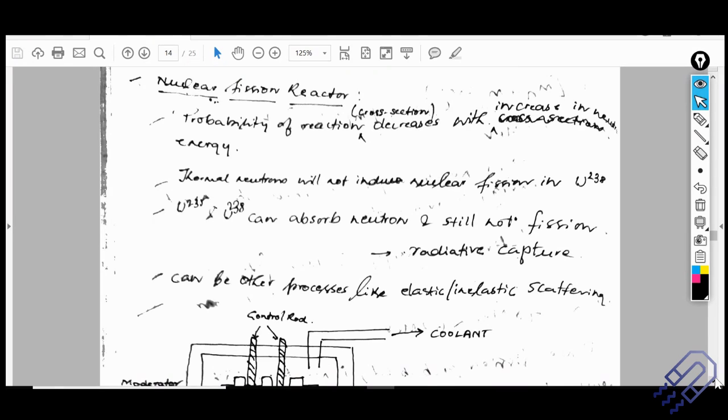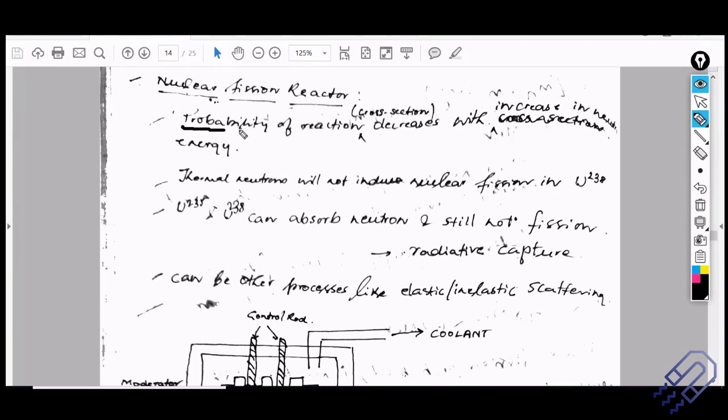So the basics, I think all of us know about the nuclear fission reactor. It should not be very complicated. We have studied these things before. The diagram is also there, but I'll explain the diagram later. Let's just look into something more basic.